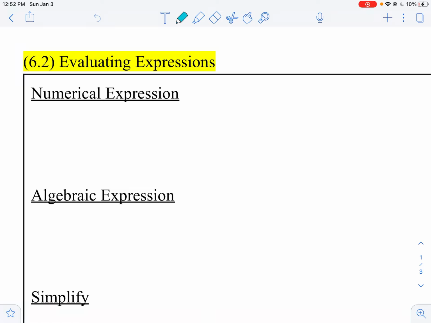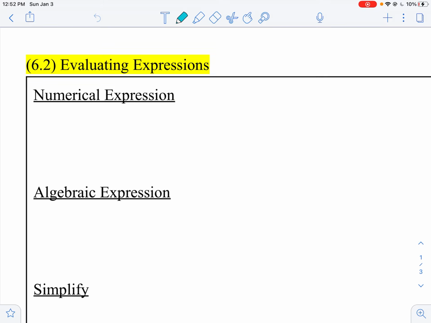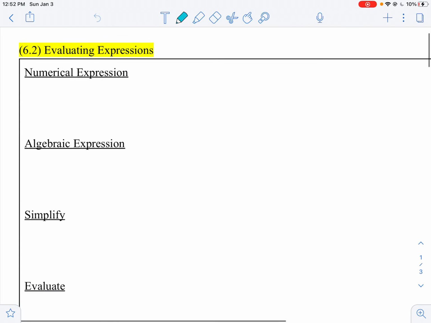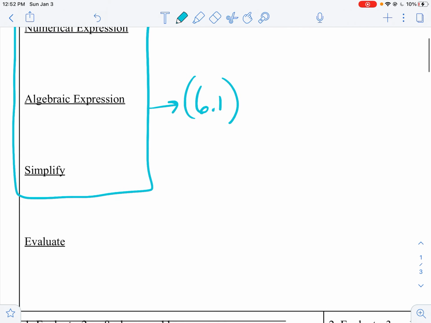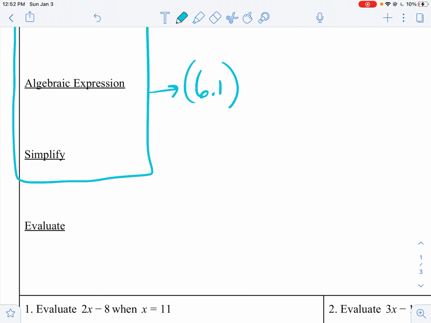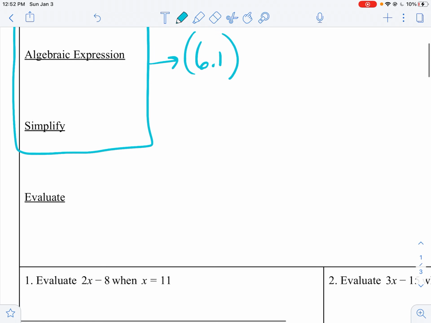In this video, we are going to talk about evaluating expressions. In particular, we're going to be evaluating algebraic expressions. Now, I'm not going to define these first three. You could check back at 6.1 for these definitions. So I'm going to move on to evaluate. What does the word evaluate mean?